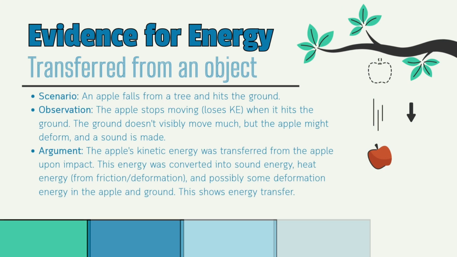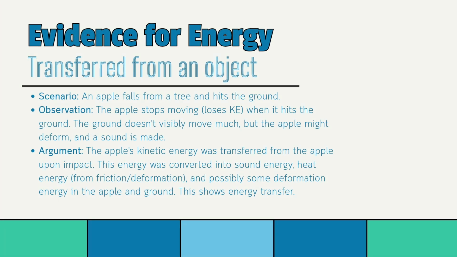Now one more important example. An apple falls from a tree and hits the ground. While falling, the apple has kinetic energy. When it hits the ground, it stops moving. So its kinetic energy becomes zero. But energy cannot be destroyed. So what happened to the energy?